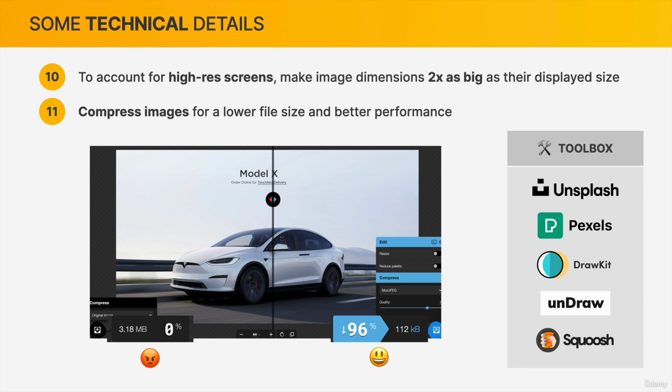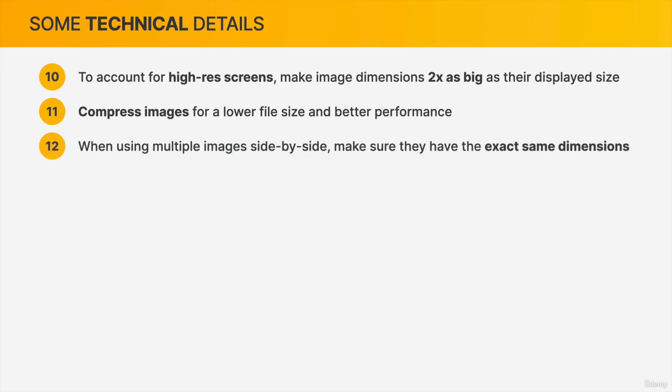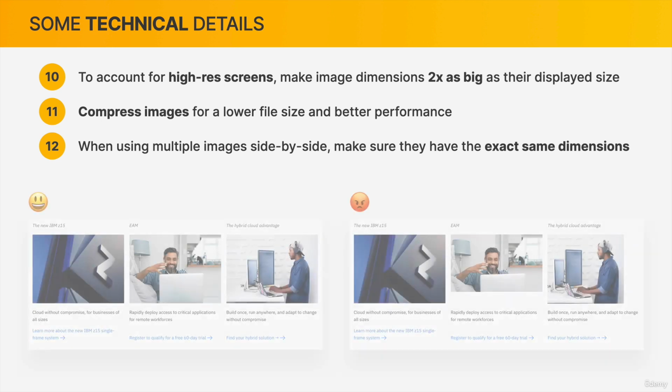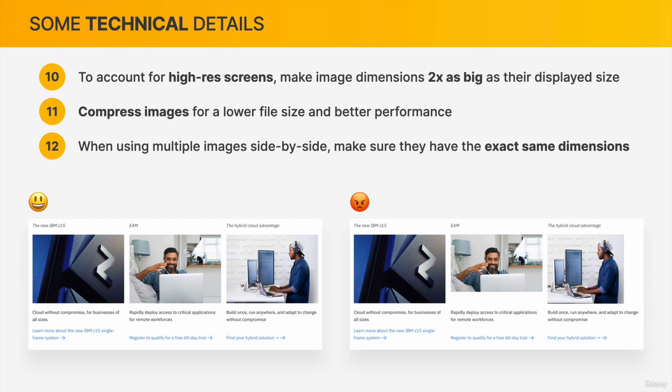All right. Now, another technical detail really is that when you use multiple images side by side, you need to make sure that they have the exact same dimensions, because otherwise your design will look something like this here on the right side. So this doesn't look good at all, where the images, well, don't have the same height or the same width. Instead, before you place your images on the site, make sure they have the exact same dimensions or at least the same aspect ratio. And that's actually all I had to tell you about using images.